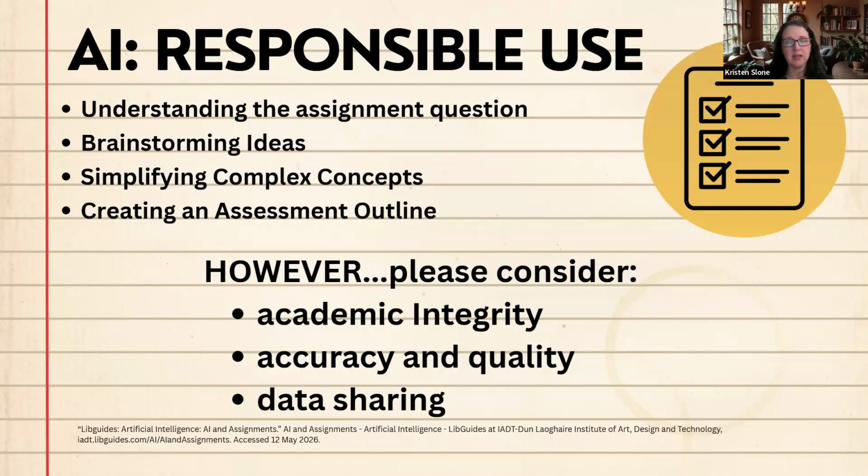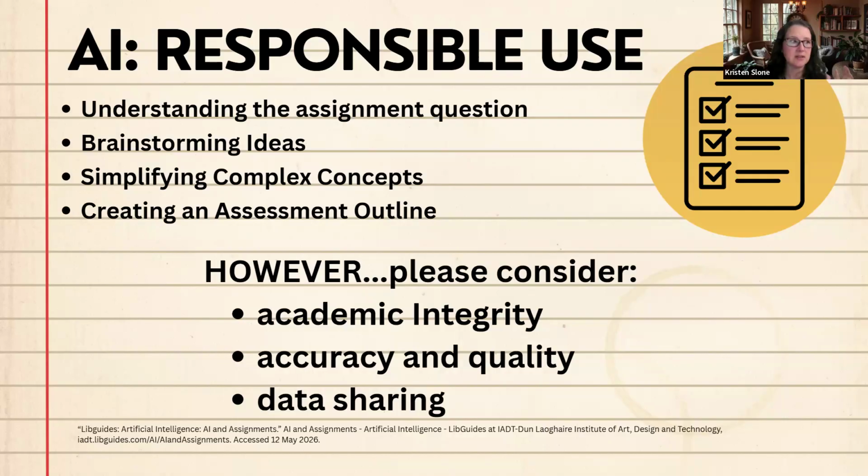However, I want you to also consider, when using AI, you always want to consider first and foremost academic integrity, right? You want to make sure that you are not plagiarizing, whether it's intentional or unintentional. A lot of plagiarism is unintentional, right? But there is some that's very intentional. So we just always want to consider academic integrity when we're using AI.